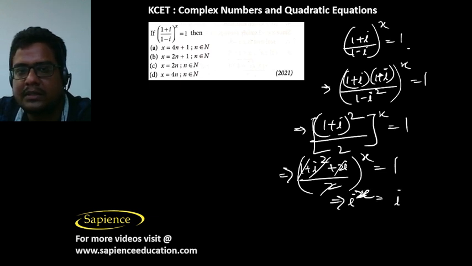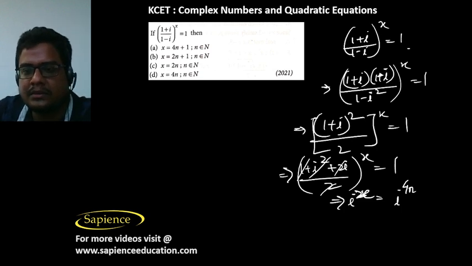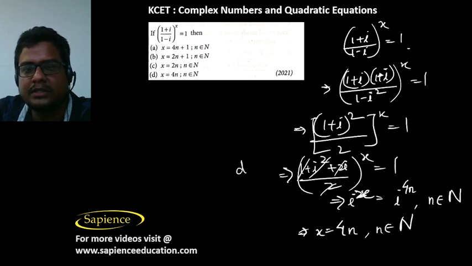1 means I can write i power 4n, where n belongs to N. N is a natural number. Therefore, x will be equal to 4n, where n belongs to N. So option D is the correct answer.